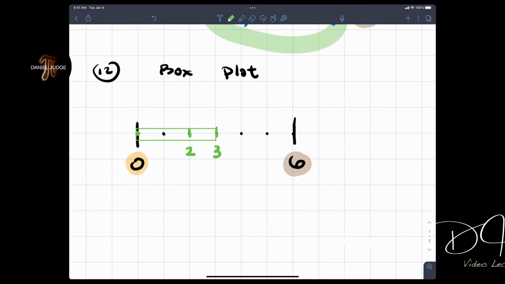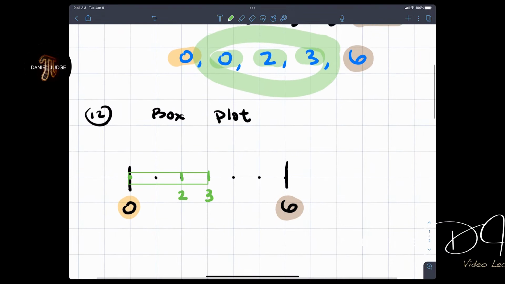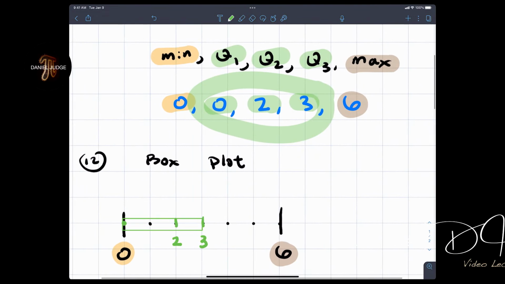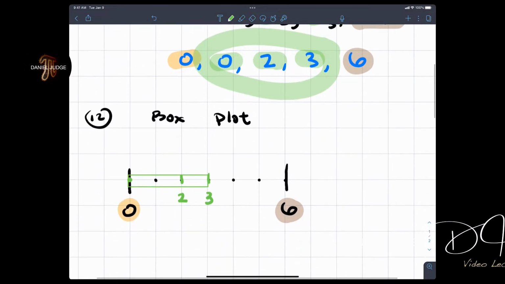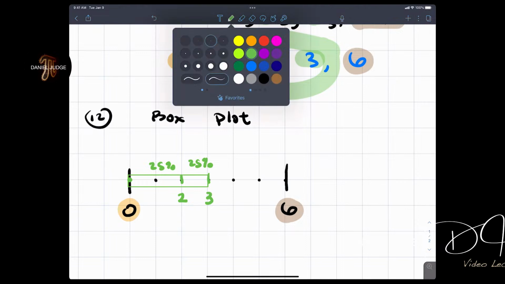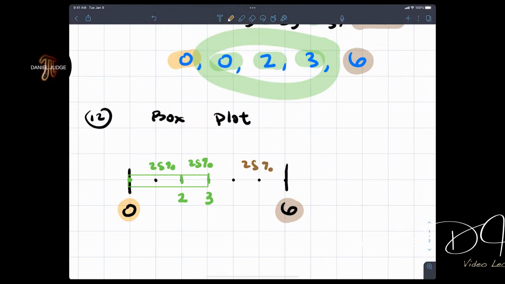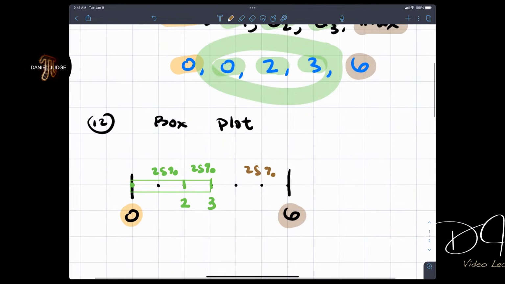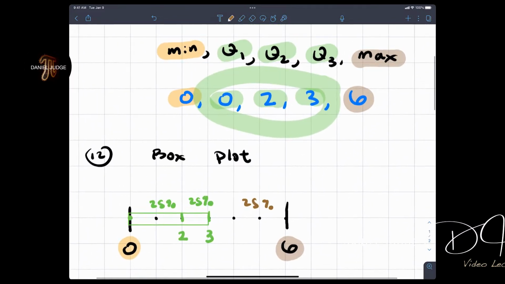So it really looks like most of our data... Remember why we do this. This is 0, 2, 3. This is 6 here. We draw the box plot because it gives us an idea of the distribution. Meaning, remember, 25% of the data is here, 25% of the data is here, and we also have the remaining 25% of the data here. Now, this is kind of a bit interesting because the minimum is also the first quartile. And it's just by nature of the data here.